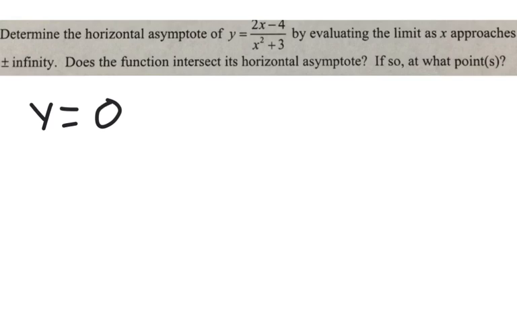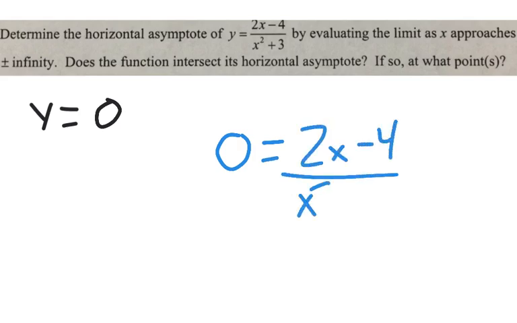Does the function intersect the horizontal asymptote? Yes. It did. Where at? X equals negative... I don't know if that's right. That's what I got. That's not what they got, but they may have a mistake. So let's work it out. If y is 0... Oh, it's positive 2. Okay, that's what they had.